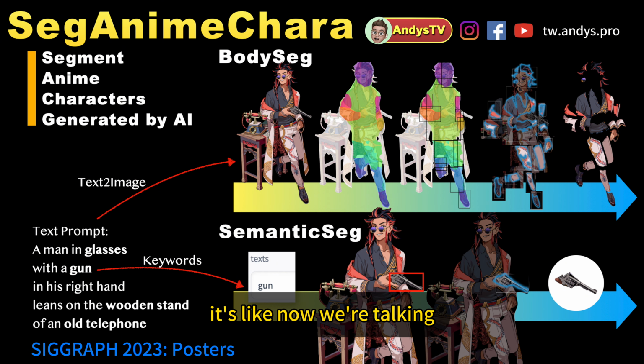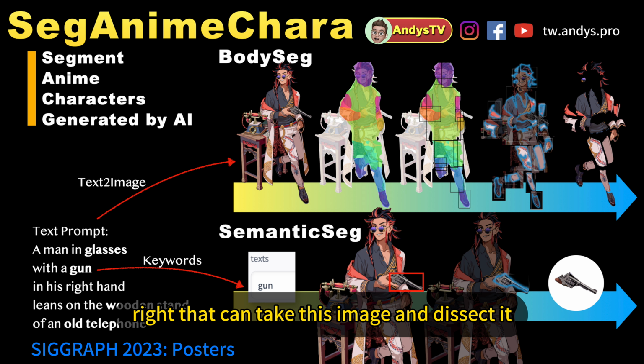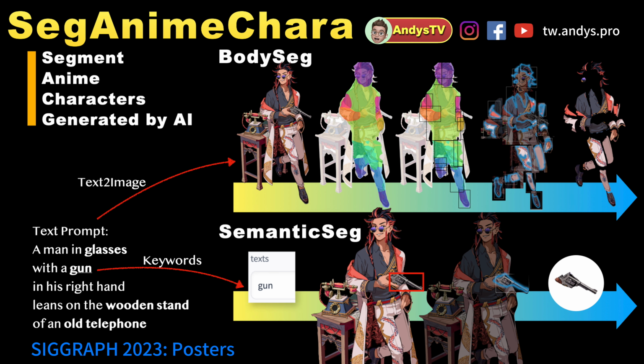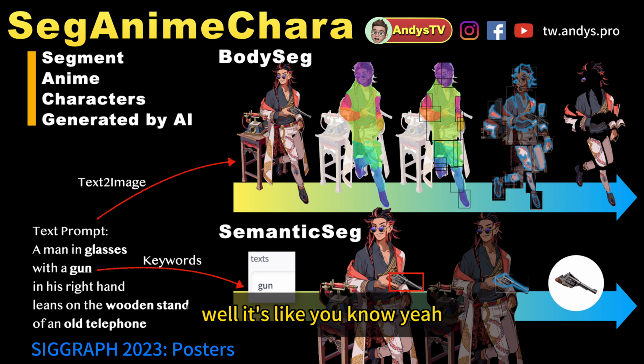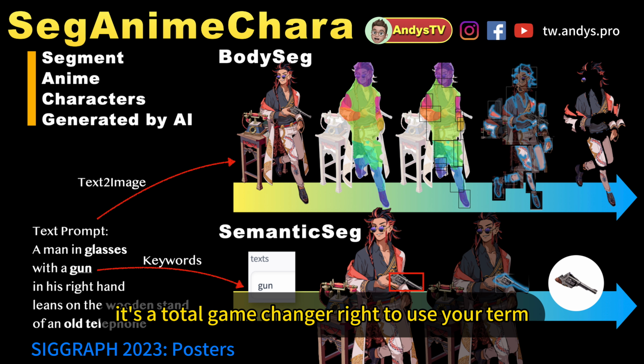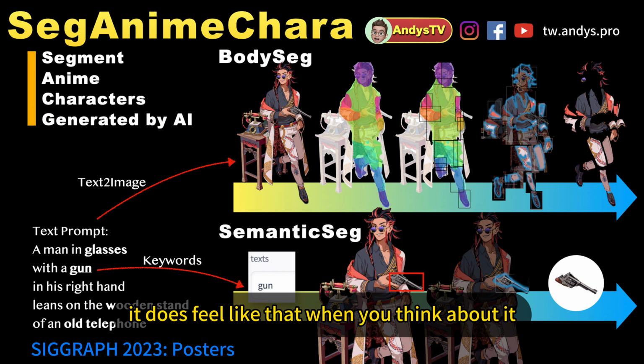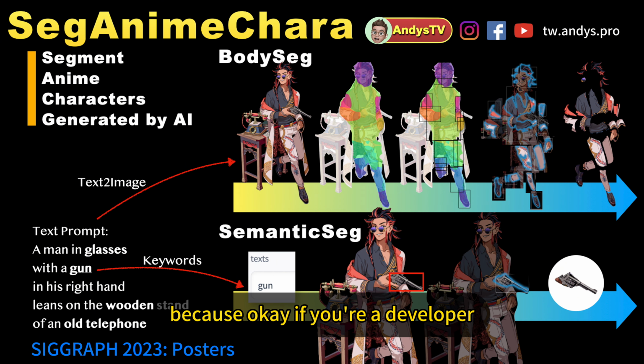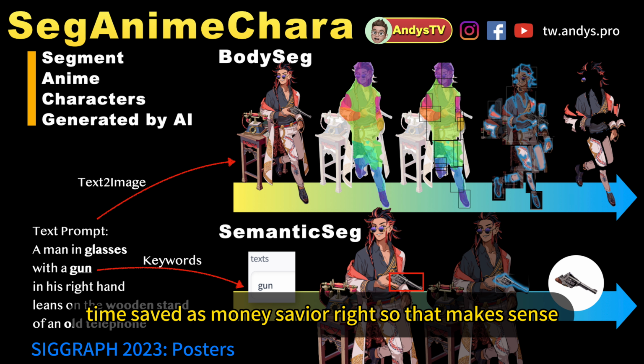Now we're talking. We've got a system that can take this image and dissect it. But how does that actually translate to real-world game development? Well, it's a total game changer. Right, to use your term. I was going to say, it does feel like that when you think about it. It's huge, because if you're a developer, time saved is money saved. Right, that makes sense.